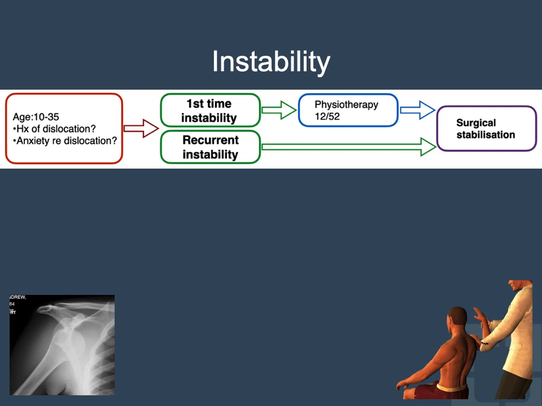Typically, these are younger patients, and they will tell you what the history is. They will tell you that they've dislocated or that they feel apprehensive. If it's a first-time instability, then physiotherapy is a very reasonable option, and there's no real gain in immobilizing them. If they're recurrently unstable, then really the only solution is going to be surgical stabilization, and they should be referred on. I wouldn't worry too much about imaging, as we'll sort out what we think is the most appropriate when we see them.